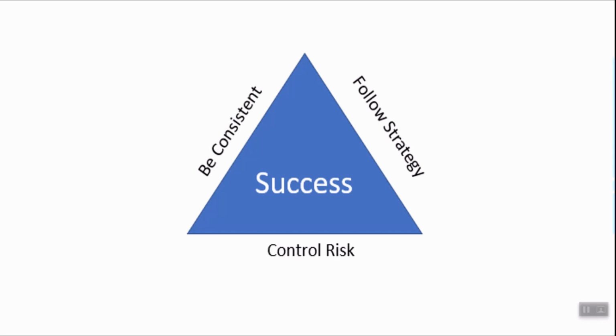I like to think of it like this. In order to have success, you need three sides to the triangle. You have to control risk, you have to be consistent, and you have to follow a strategy. So when we say control risk, we're talking about following those money management rules and really watching your risk to reward. And you have to do this each and every time because you want to be successful. You don't want to blow up your account.